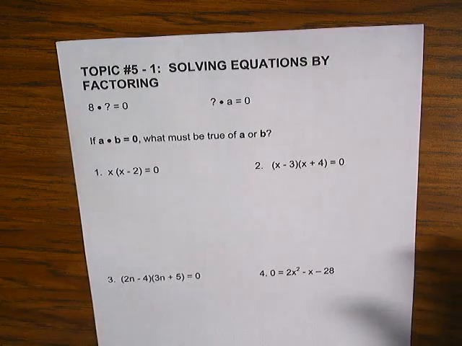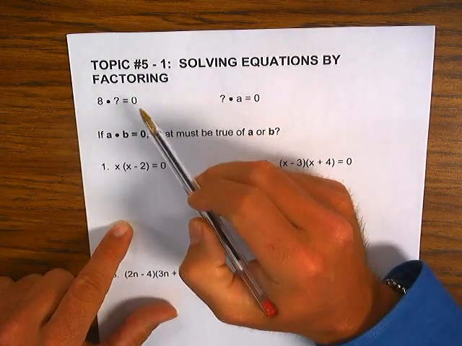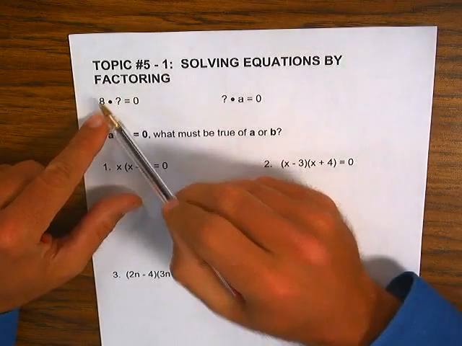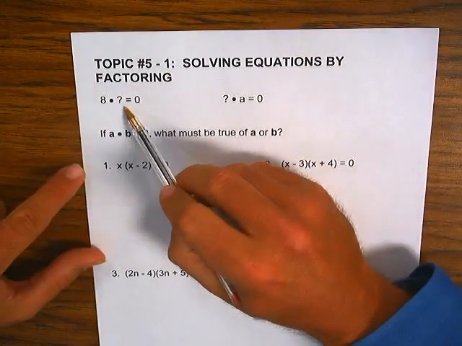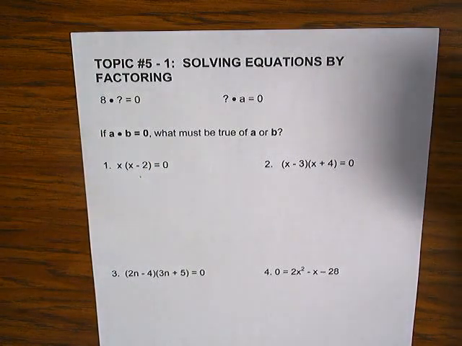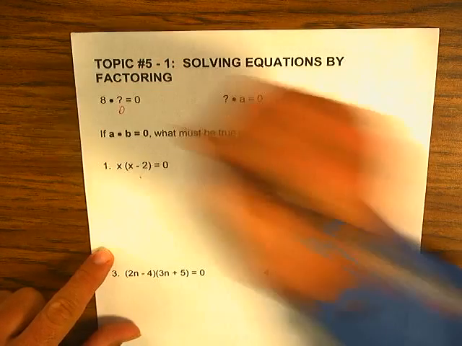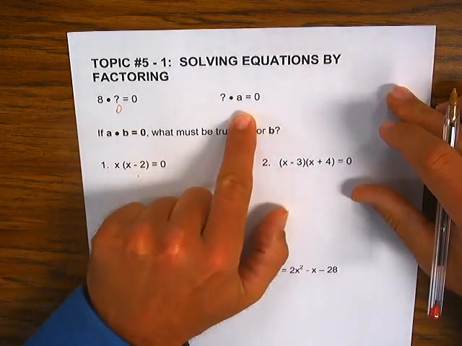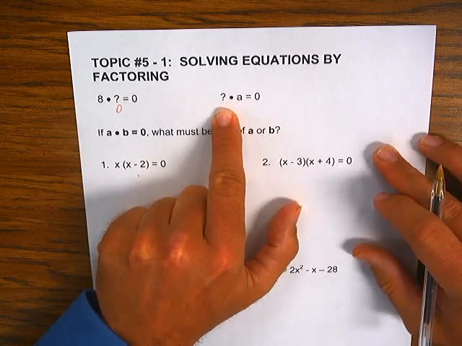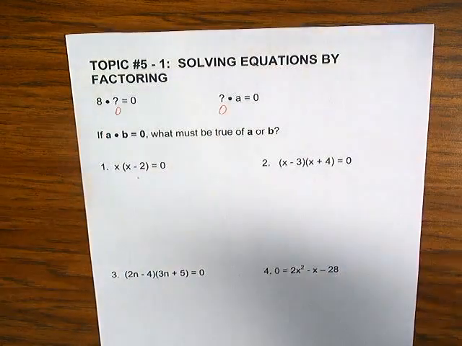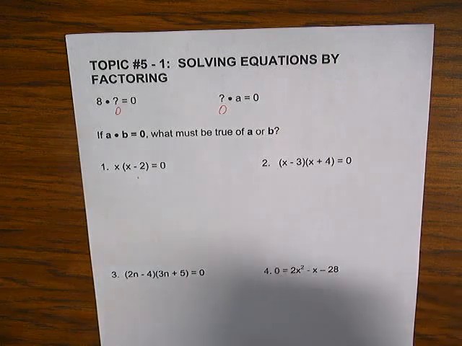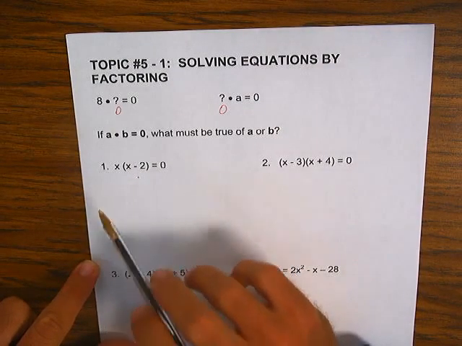Okay, up at the top, if we substitute 0 in for y, and we have two numbers, an 8 and something we don't know, what does that question mark have to be to make that equal 0 if we're multiplying those together? 0. Or, if this equals 0 times a, what does that one have to be? 0.